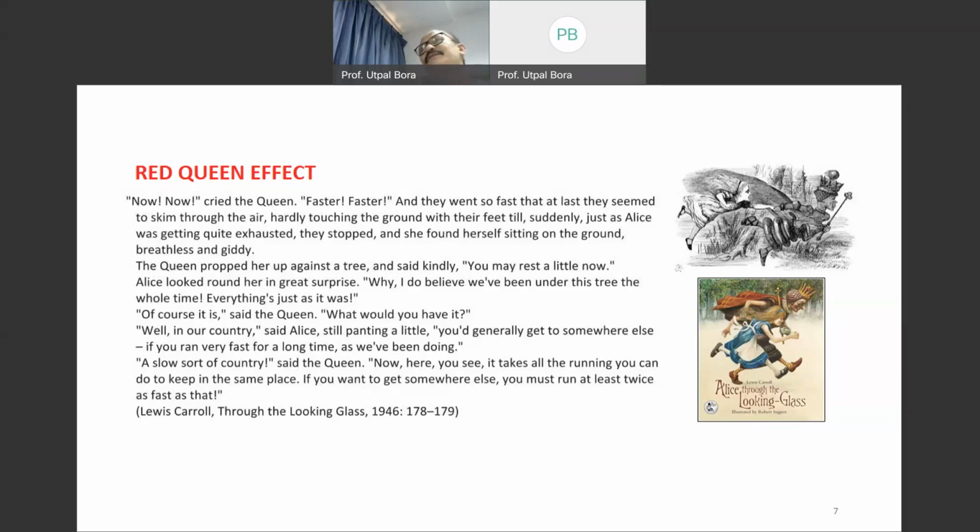Although they were running fast, it was not fast enough to take them somewhere else. It was just enough to keep pace and stay below the tree. So now this is something which is known as the Red Queen effect nowadays.